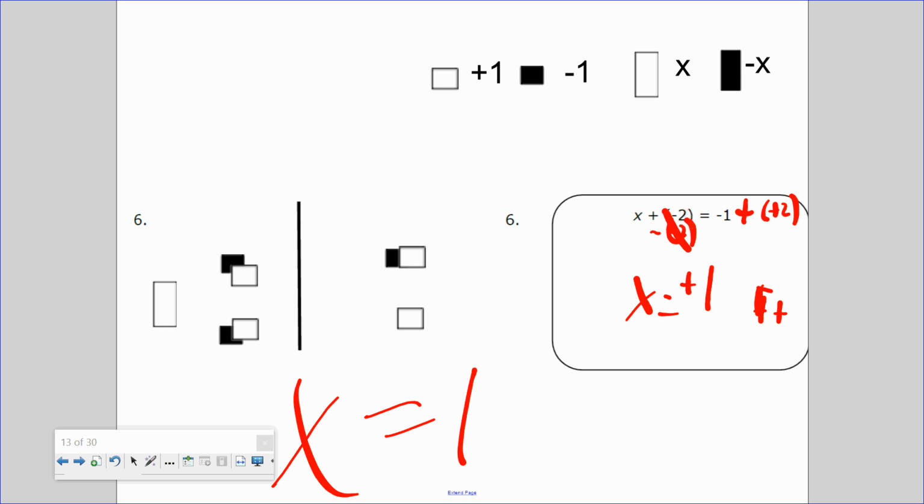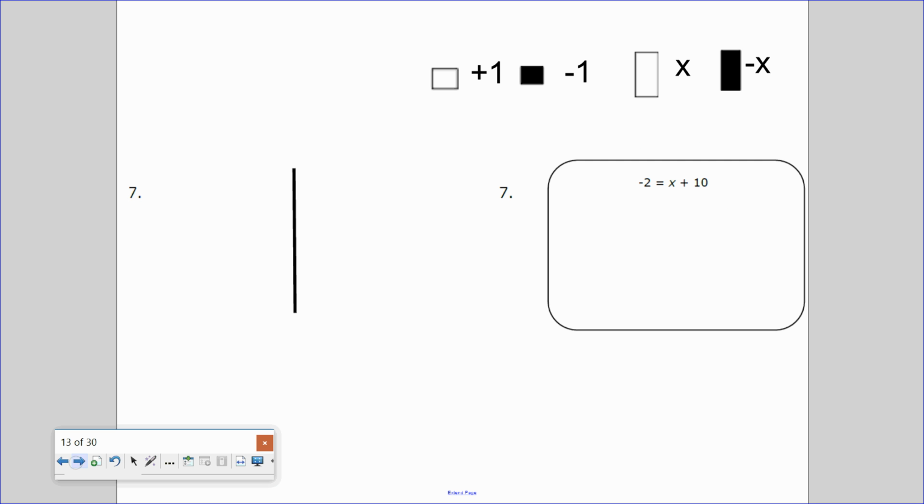And let's check our work. What is 1 plus negative 2? 1 plus negative 2 is negative 1. So it is true. Number 7, we have negative 2 is equivalent to x plus 10.